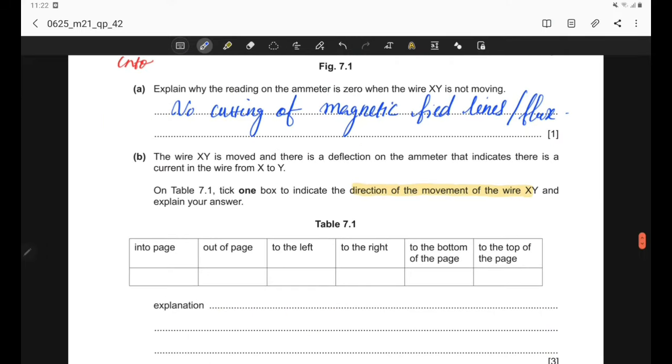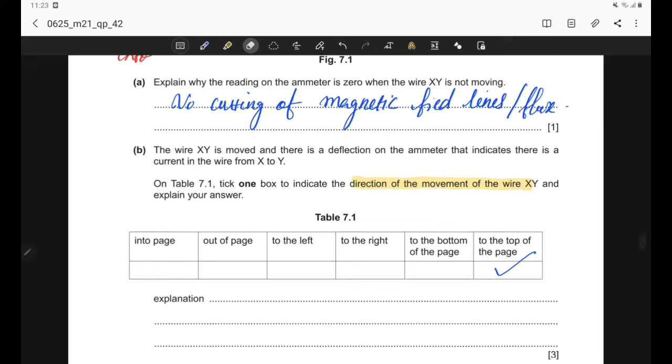Now let's look at which option is correct. Into the page is wrong, out of the page is wrong, to the left is wrong, to the right is wrong, to the bottom of the page is wrong, and yes, it is to the top of the page. As we have already seen, the thumb is pointing upwards. So the correct answer is the last box. All other options are wrong.